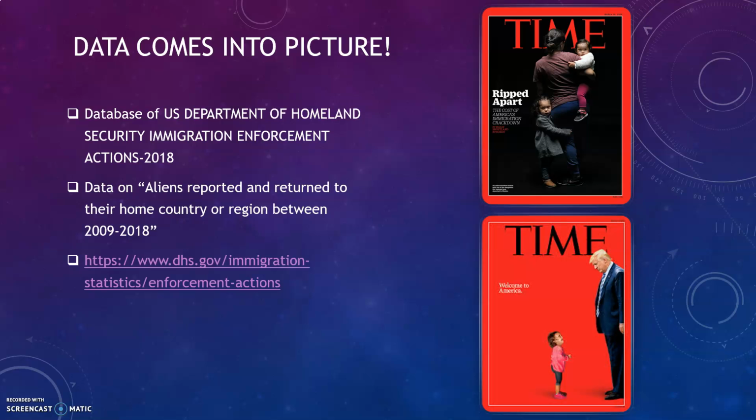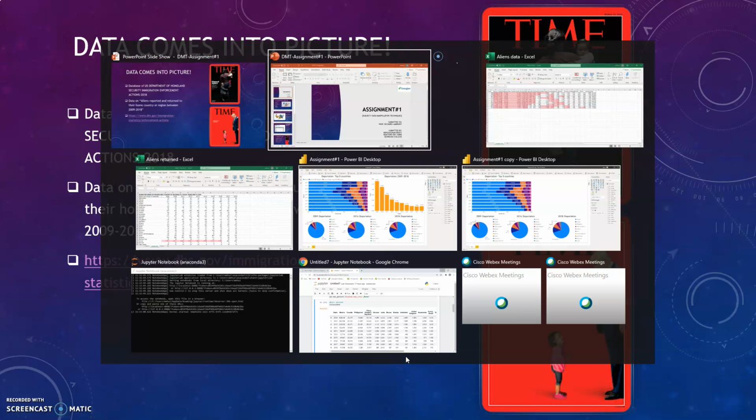So I have chosen the database of the U.S. Department of Homeland Security Immigration Enforcement Actions of 2018. Out of that database, I have chosen the data on aliens removed and returned to their home country or region between 2009 and 2018. Here, aliens, in the language of the Immigration Department, means unauthorized immigrants. This is the data link that I have given here.